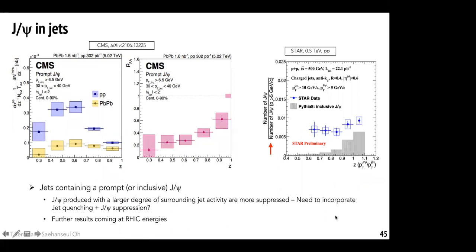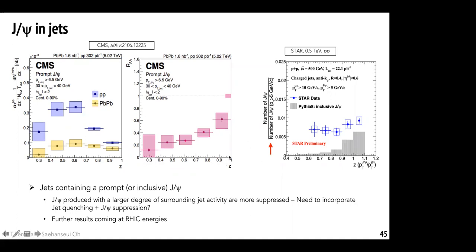The second observable that I want to mention is J/psi in jets. This was reported by CMS earlier this year. They identify a J/psi and then reconstruct jets around the J/psi. And z is the momentum fraction of the J/psi with respect to the jet. They measure the RAA as a function of z. So the lower z means that the J/psi takes a smaller amount of the momentum of the entire jet.